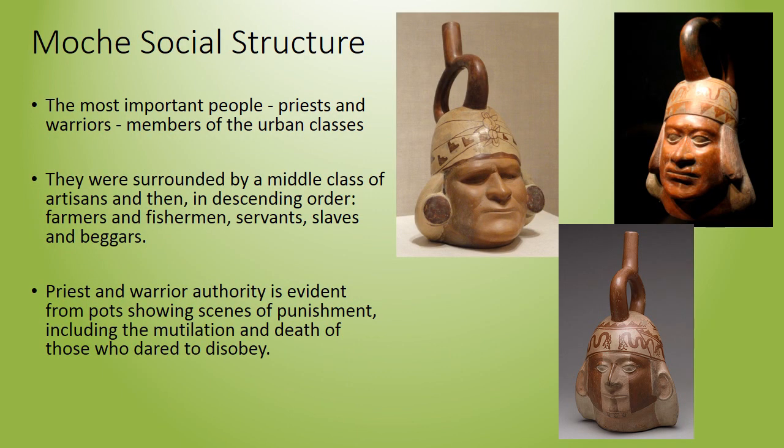Okay, so you can see here the pottery that the Moche made was fairly lifelike, especially at least for that time. And the pottery that they did make was supposed to represent the people in the upper parts of society. So we're talking about priests and warriors. But just to describe a little bit of the rest of the social structure of the Moche, the middle class would have been artisans, farmers, fishermen, servants, and then slaves and beggars. So that's a pretty sophisticated social structure at that time.